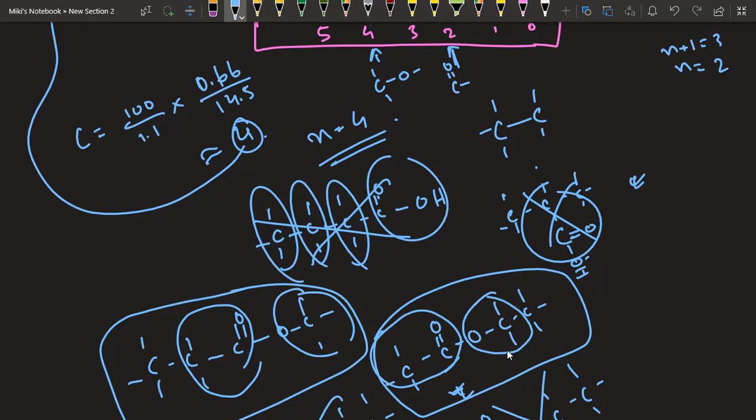In both the cases, this is the region whose adjacent carbon has how many hydrogens? 3. That means 3 plus 1 equals 4, that's a quartet. However, this CH3 C double bond O does not have any adjacent carbon. That means it has 0 plus 1, which is a singlet. That's the possibility. And this is in the region of 2, like in the second group.